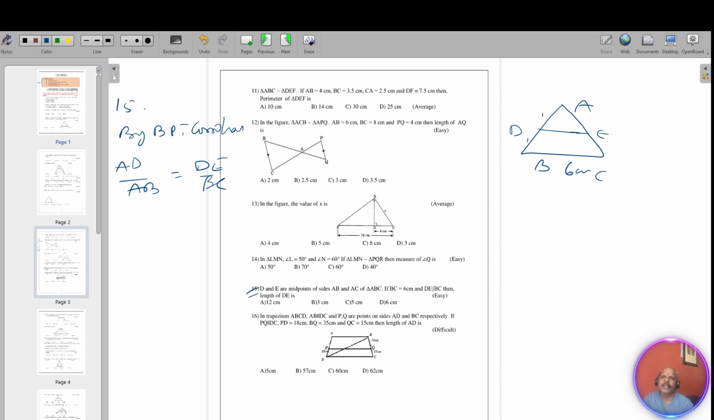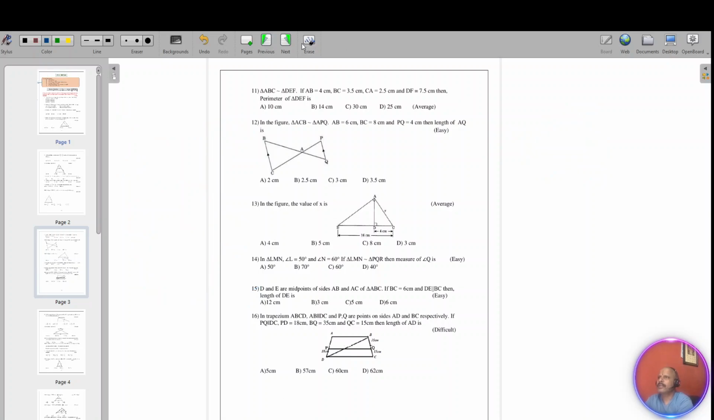AD is what? 1, AB is 2 because they said D is the midpoint of AB. Similarly, E is midpoint of AC. What is DE? They want DE. What is BC? 6. 2 1 ja, 2 3 ja. Cross multiply, you get 3 centimeter. This is important. We'll see this next question, 16th one.